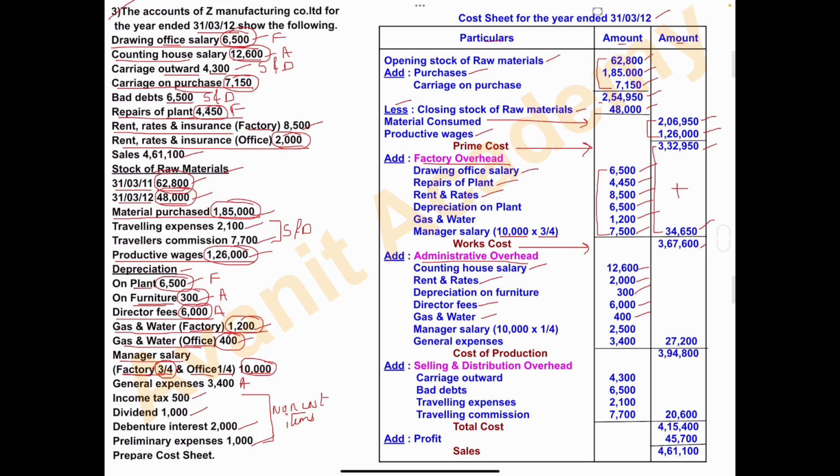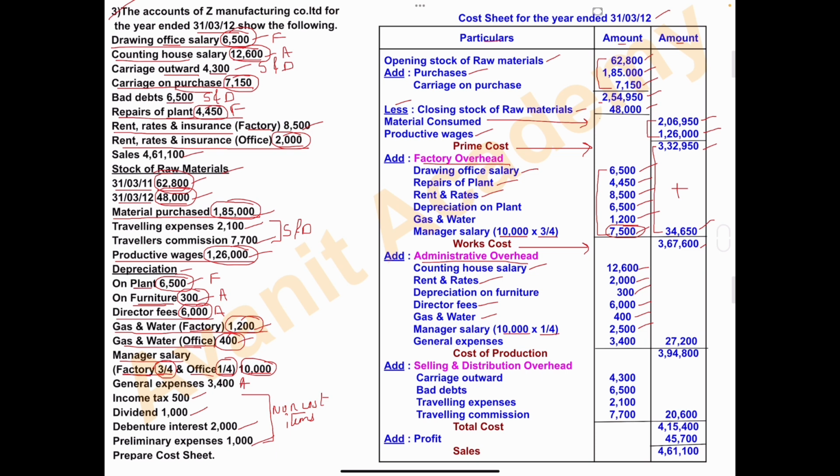The manager's total salary is 10,000. Three-fourths of it, 7,500, we have already taken in the factory. So the remaining amount we have to take under office overhead. So right here, manager salary, and the total manager salary amount is 10,000. One-fourth of this 10,000 we have to take in the office overhead. Calculate this: 10,000 into 1/4, you will get 2,500.